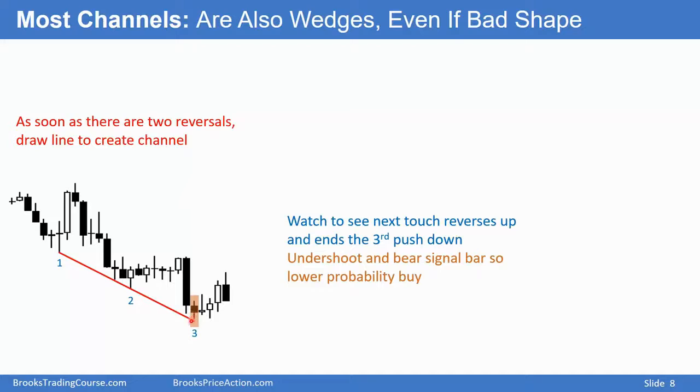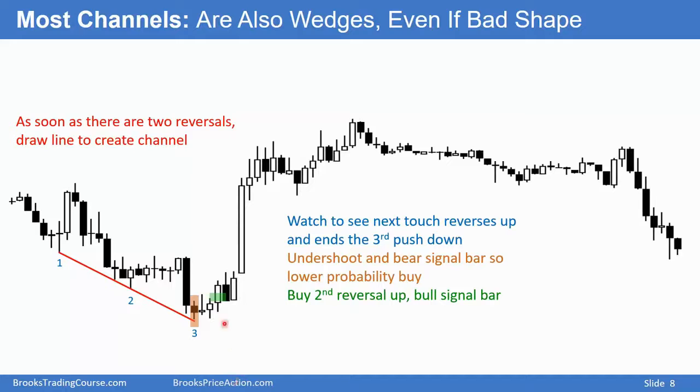The third push down did not quite reach the line, and therefore you have to be wondering, are we going to go a little bit lower? This is an undershoot. Undershoot means the push did not quite reach the line. Because traders are wondering if it's going to continue down a little bit further, buying above this bar, low probability. Higher probability to take a second entry buy. Here we have a micro double bottom and a second entry buy with a decent buy signal bar. And the result, we got a very strong bull breakout and at least a small second leg up.